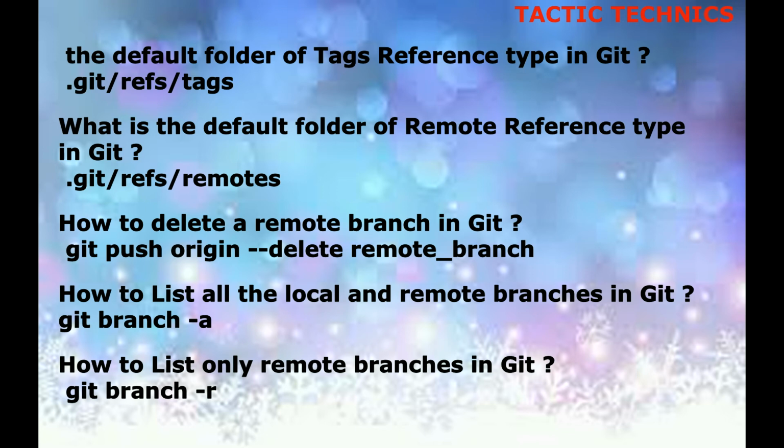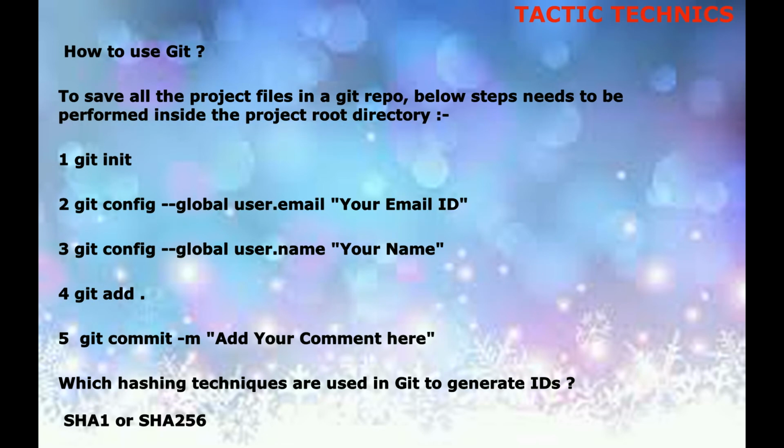How to list only remote branches in Git? git branch -r. How to use Git? To save all the project files in a Git repo, the below steps need to be performed inside the project root directory. 1. git init. 2. git config --global user.email your email ID. 3. git config --global user.name your name. 4. git add. 5. git commit -m add your comment here.